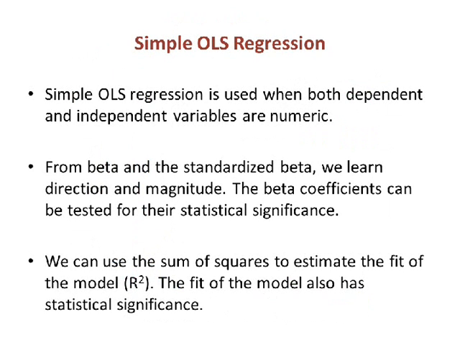We have reached the end of this two-part presentation on simple OLS regression. Simple OLS regression is used when both dependent and independent variables are numeric. We learned that there is no single number that should be used to describe the relationship. We must look at all the output available to us. In the first video, we learned how to use beta and the standardized beta to understand the direction and magnitude of a relationship. The beta coefficients can be tested for their statistical significance. In this presentation, we learned that we can use the sum of squares to estimate the fit of the model, which can be described using either the R-squared or adjusted R-squared statistics. The fit of the model also has statistical significance.